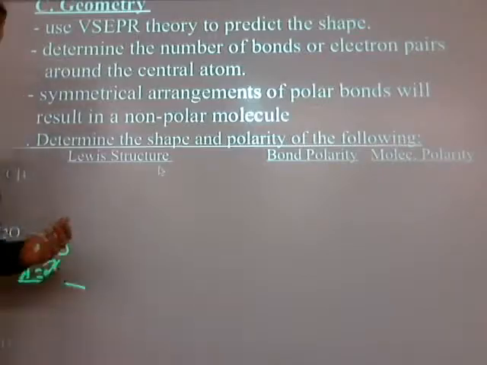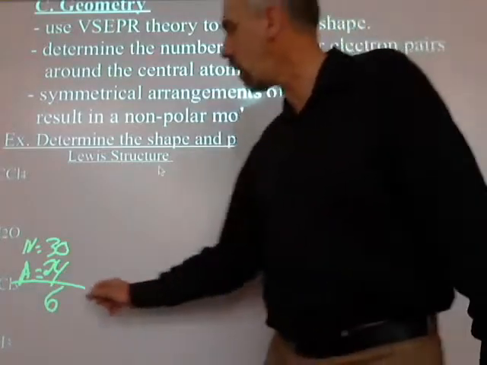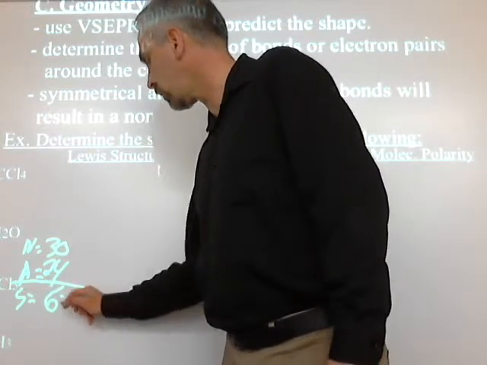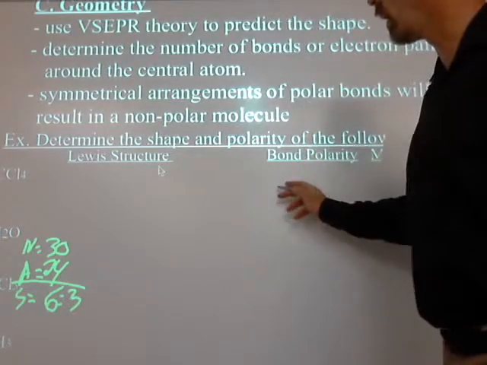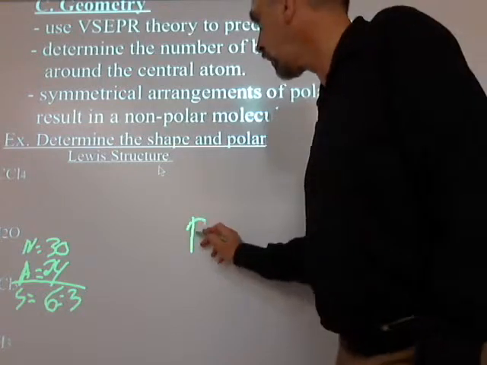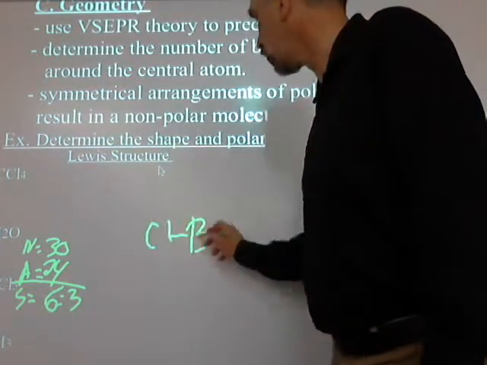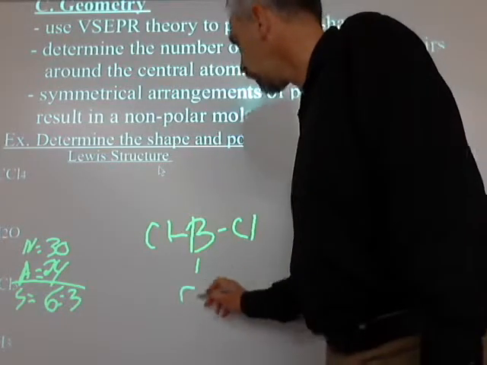Now, look here. This makes total sense. 3 bonds is all I have. The shared are going to be 3. There are 6 electrons, shared 3. And so my guy's going to look like this. My boron's going to be in the center, and my chlorines, I don't care where you draw them, it really doesn't matter. Chlorine, chlorine, and chlorine.